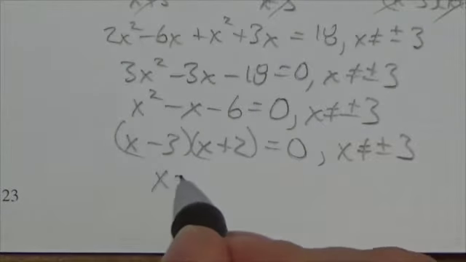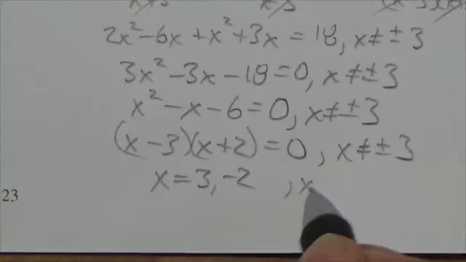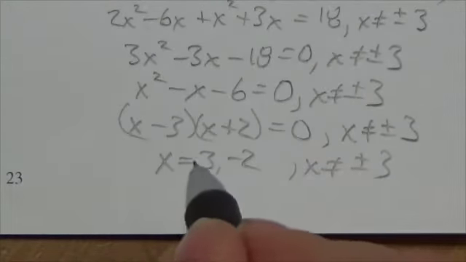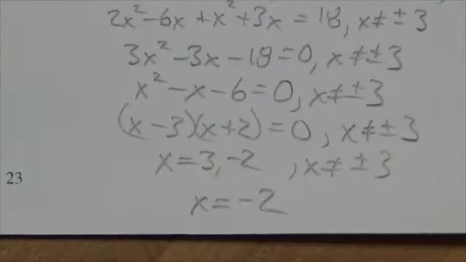And then x is either equal to positive 3 or negative 2 based on this, but x can't equal positive or negative 3. So that means I have to reject that first root. And so the only answer that we get is negative 2.